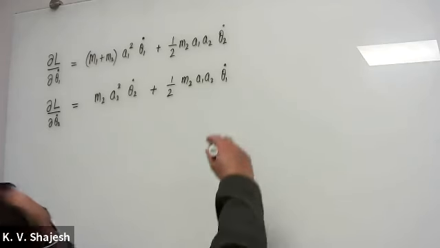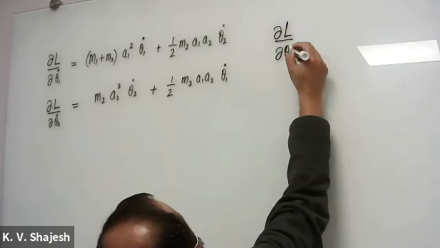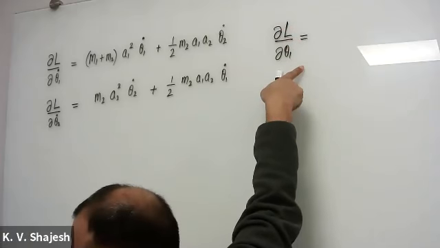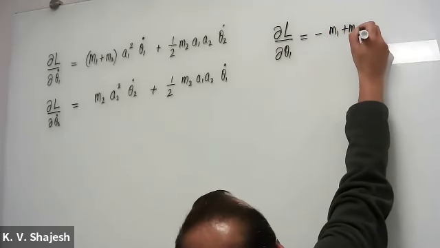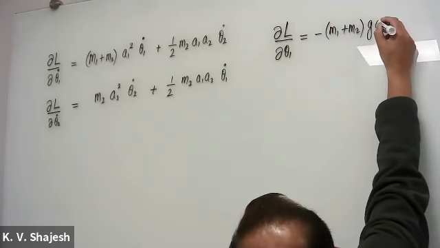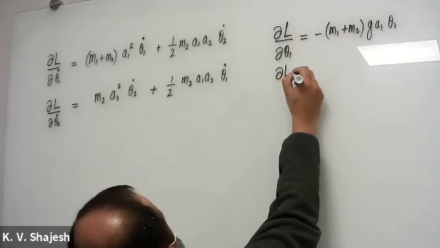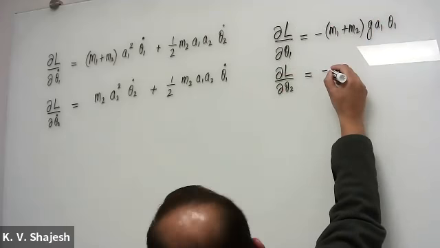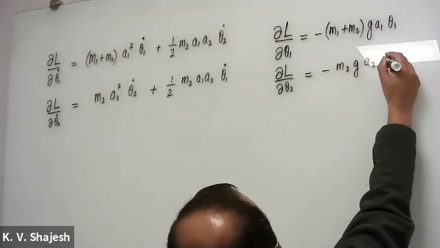Okay. We also need dL over d theta 1, right? That's also part of the Euler-Lagrange equation. Theta 1 has only one term contributing in there. So that's minus (m1 plus m2) g a1 theta 1. And the same thing with theta 2: dL over d theta 2 is equal to minus m2 g a2 theta 2.